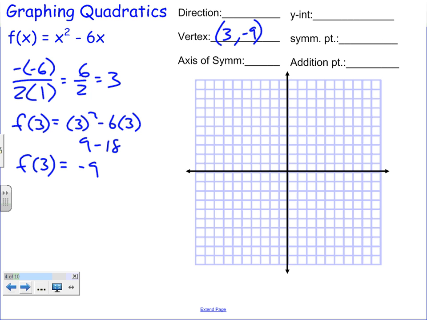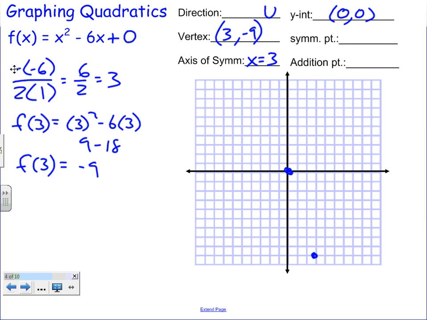Once I have a starting point, I'm going to put it on the graph, right down here. My graph goes up because of a positive a value. The axis of symmetry is x equals 3. Y-intercept, notice we don't have one, so I would put plus 0. My y-intercept is 0, 0. We don't have a c value, so we plug it in, and that's going to be 0, 0.